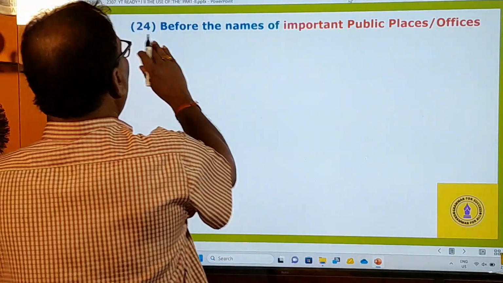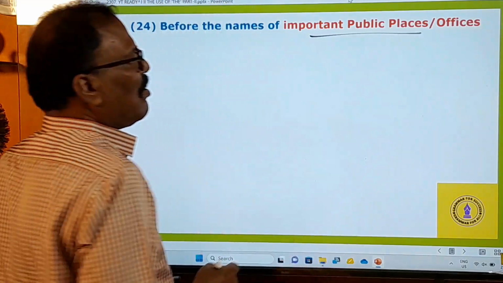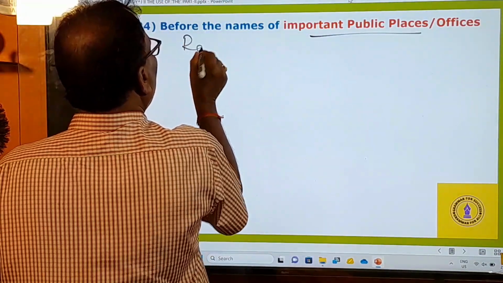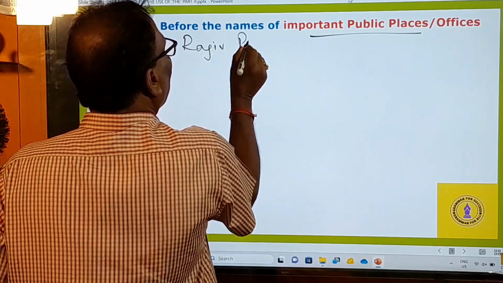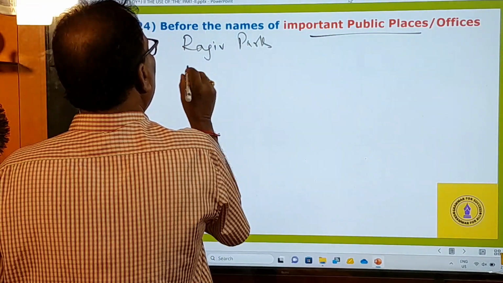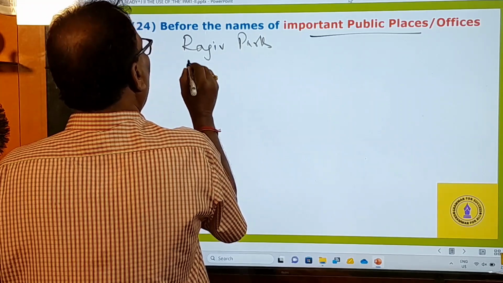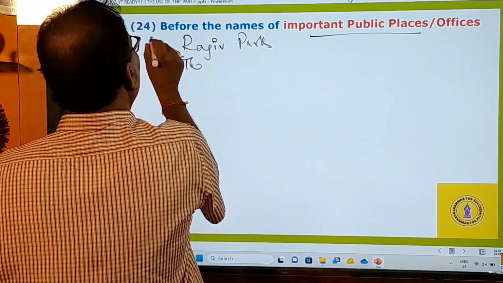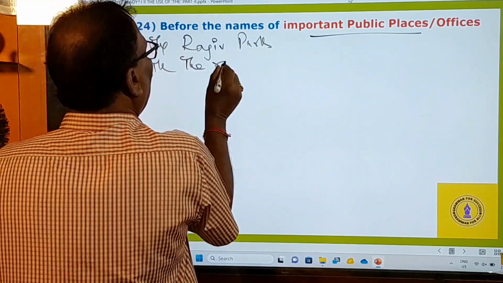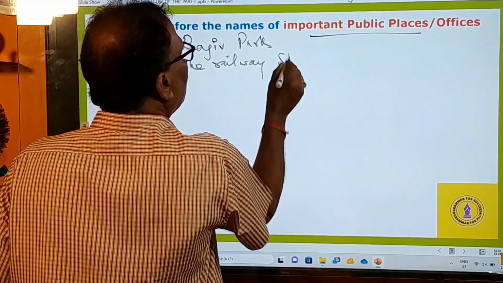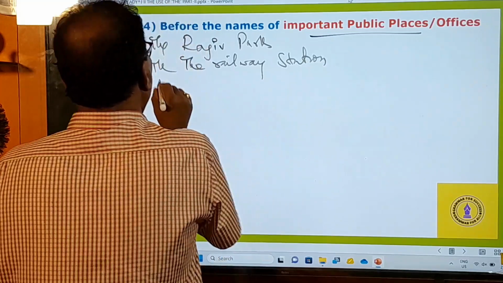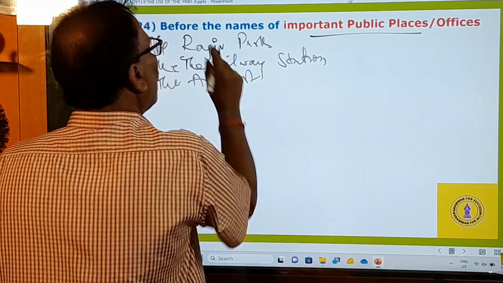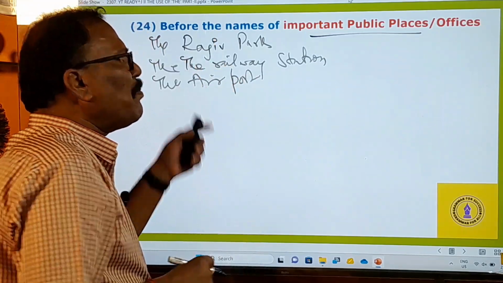And you go to the next one, 24. Before the names of important public places or offices. Public places, for example, Rajiv Park. It's a public place. The railway station, the airport, these are all important public places.